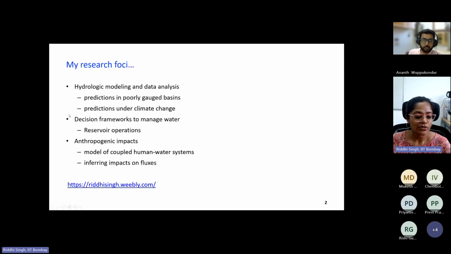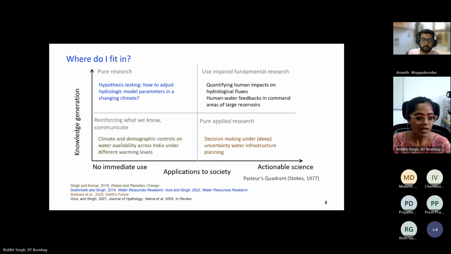And now, the majority of the research I do focuses on some components of thinking about how humans are affecting hydrology, or how we manage water. So reservoir operations is a big part of what I do now. But beyond that, I've started doing some work also on developing models of coupled human water systems. And also, whenever I get an interesting problem in terms of understanding human influence on hydrological fluxes, I try to work on that too.